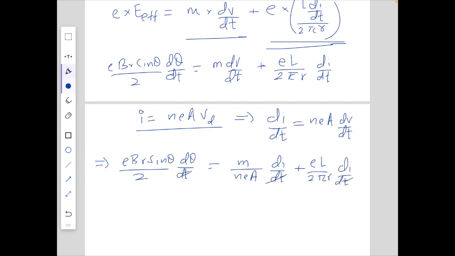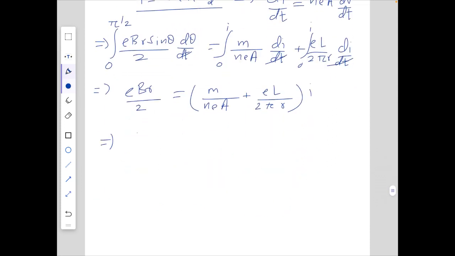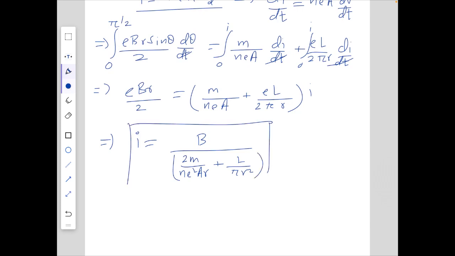Cancelling dt from both sides and integrating from theta equals 0 to pi by 2, and from current I equals 0 to some I, what we get is eBr by 2 equals m by n e A plus eL by 2 pi r times I. So from here the current we get is I equals Br by 2m over n e square A r plus L over pi r square. So yeah, this is the final answer. Thank you.